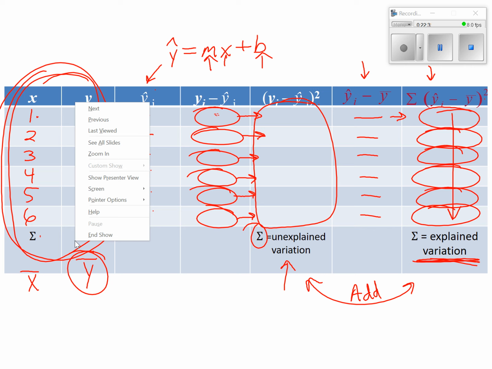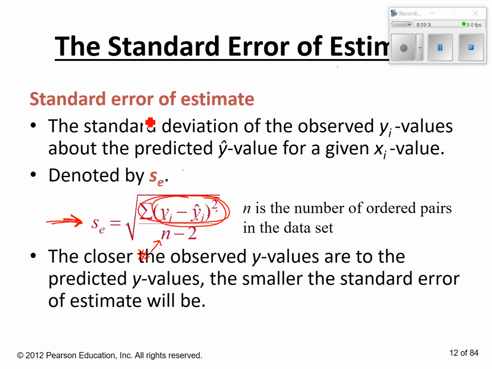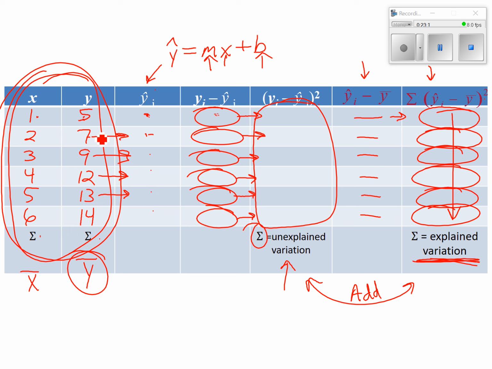And if we go back here, so we need this. That was our unexplained variation. We need that from the chart to be able to find our standard error of estimate. So we need that to put into this formula, and then once we put it into this formula, we just divide by n minus 2 and take the square root of that answer, and that's going to give us our standard error of estimate. Also, if we go back, sorry, I went the wrong direction.